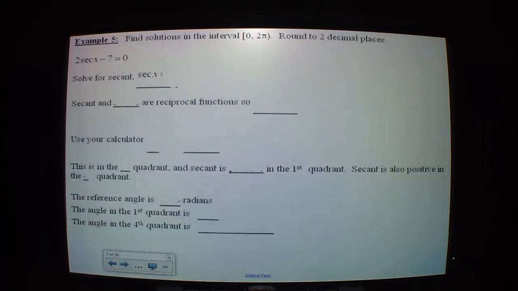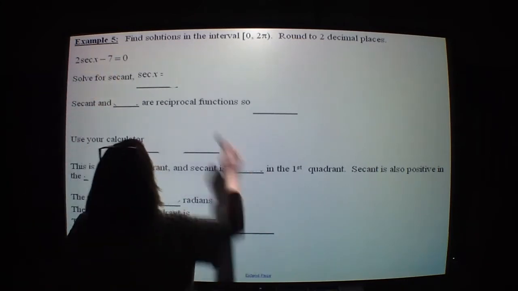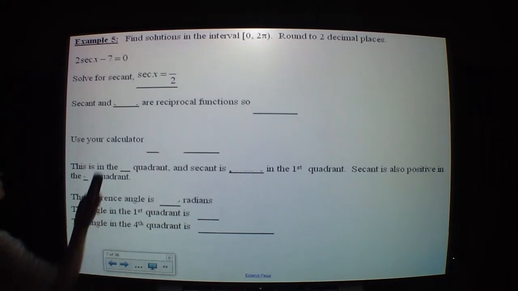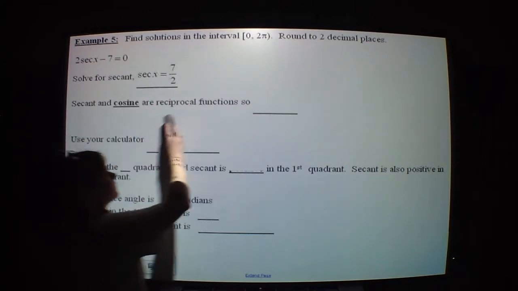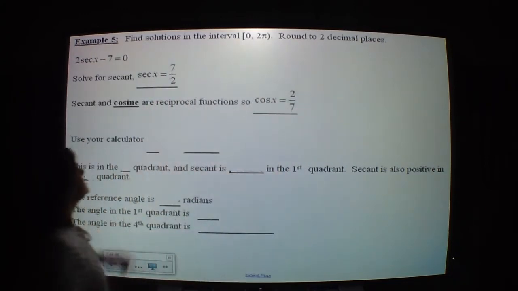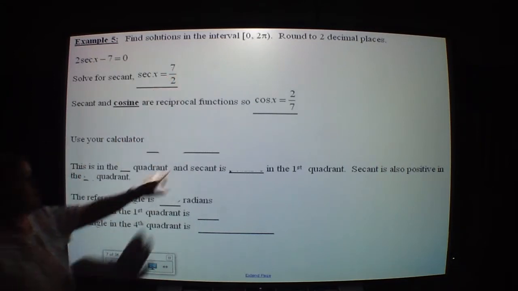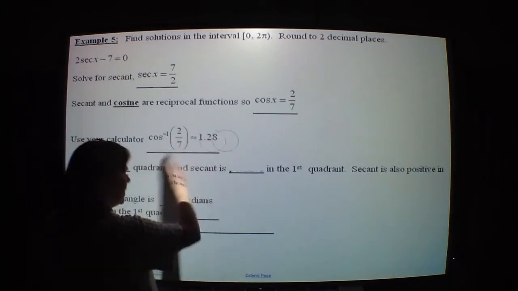Next one, find all the solutions. Now I'm in radians. So solve for secant. Secant of x then, add, is 7 divided by 2. 7/2. Remember, secant and cosine are reciprocal functions. Okay? So the cosine would be 2/7. So in your calculator, you put inverse cosine of 2/7. Make sure this time, though, you are in radians.